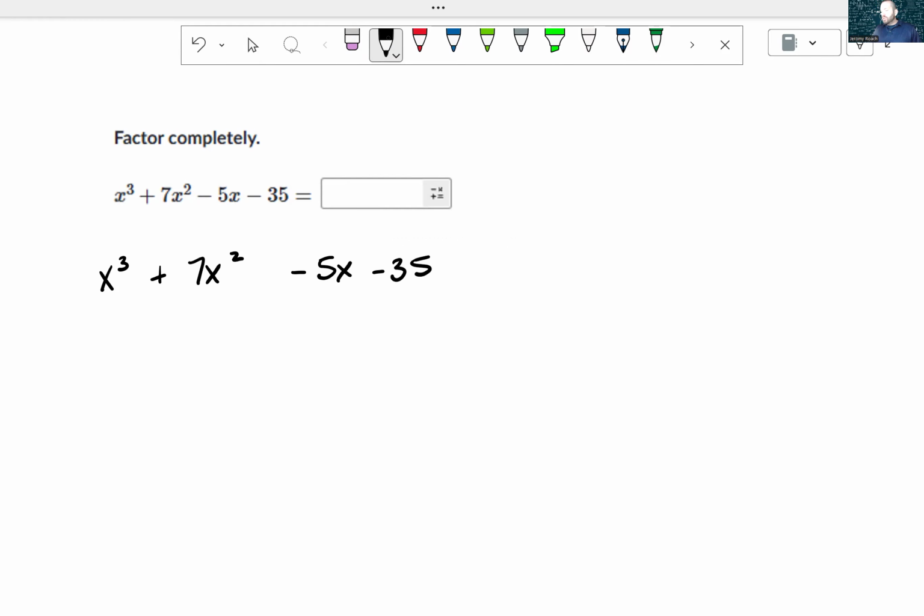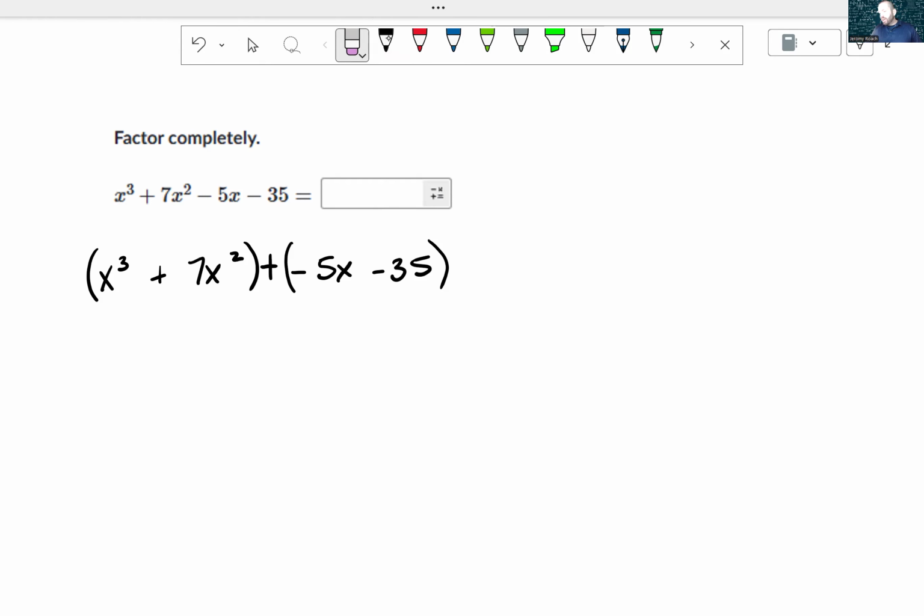So when we have 4 terms, the first thing we want to check for is if we can factor by grouping. So we group the first binomial pair, and then we group the second binomial pair. And it's very important that we put a plus between those. If we don't put a plus between them, that makes it a false statement because we're not multiplying these together. We're still just adding these. And all I'm saying is plus -5x, which is the same thing as -5x.